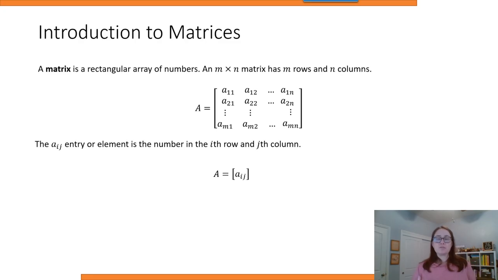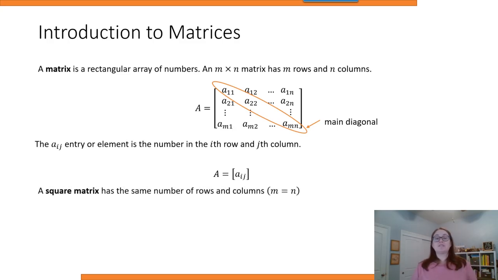Now, if I wanted an abbreviated way of referring to this matrix, I could call it a capital A, or I could use small brackets with that aij notation in there just to describe the generic matrix. Some other things to know: the main diagonal of a matrix is where the row and column match. So A11, A22, A33, and so on, going down the diagonal from the top left to the bottom right. That's my main diagonal of a matrix.